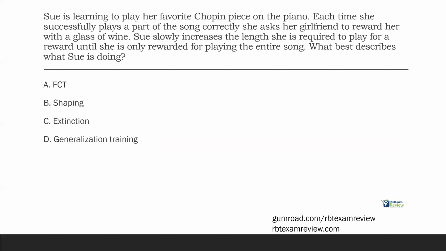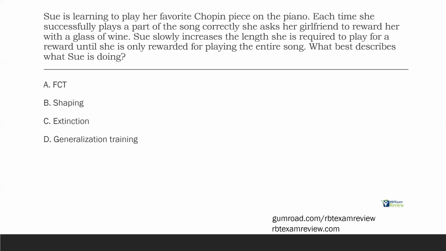So Sue is working up to this final terminal behavior through what? Through successive approximations of that behavior, which is the song. What does that describe? What are successive approximations, and when do we use them? Successive approximations are parts of a behavior. They're pieces to the behavior that we slowly build up. So what is that? There's a very specific term for that.